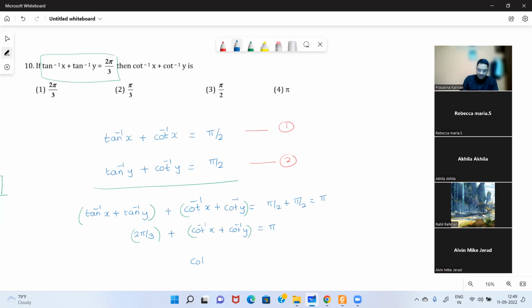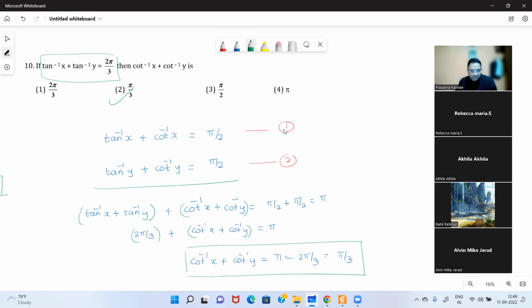So cot inverse of x plus cot inverse of y is going to be pi minus 2 pi by 3, which is going to give us pi by 3. Therefore, which option is correct? Second option is correct. Are you clear? Yes, sir. You can note it down now.